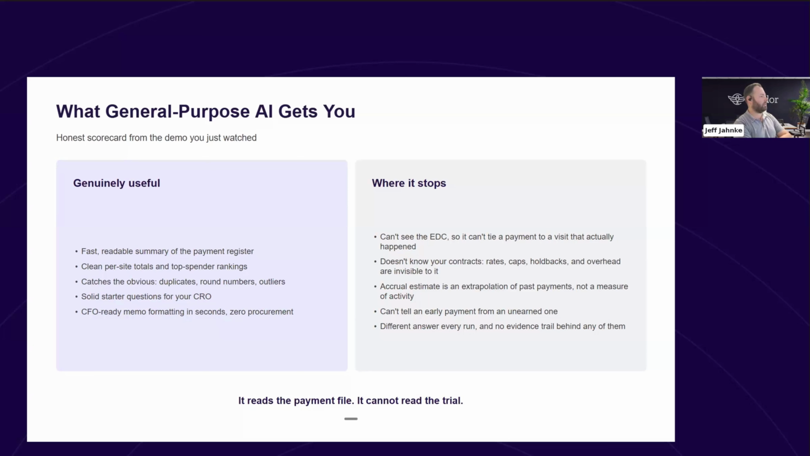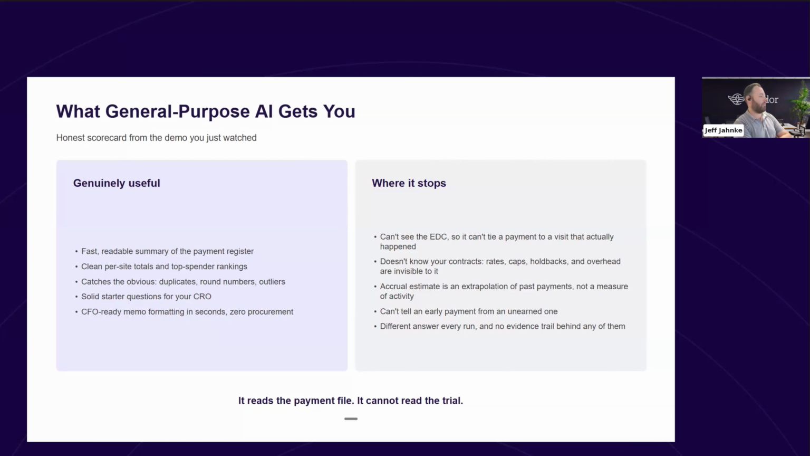It can't see the EVC, so it can't tie a payment to a visit that actually happened. It doesn't know your contracted rates. So there's no way for it to validate that a site might be billing you for a screening visit, or a screen fail visit, when it's already gone over its cap or its ratio. It doesn't know holdbacks. It doesn't know the overhead. The accrual estimate that it generated is just an extrapolation of past payments. It's not measuring against actual activity.